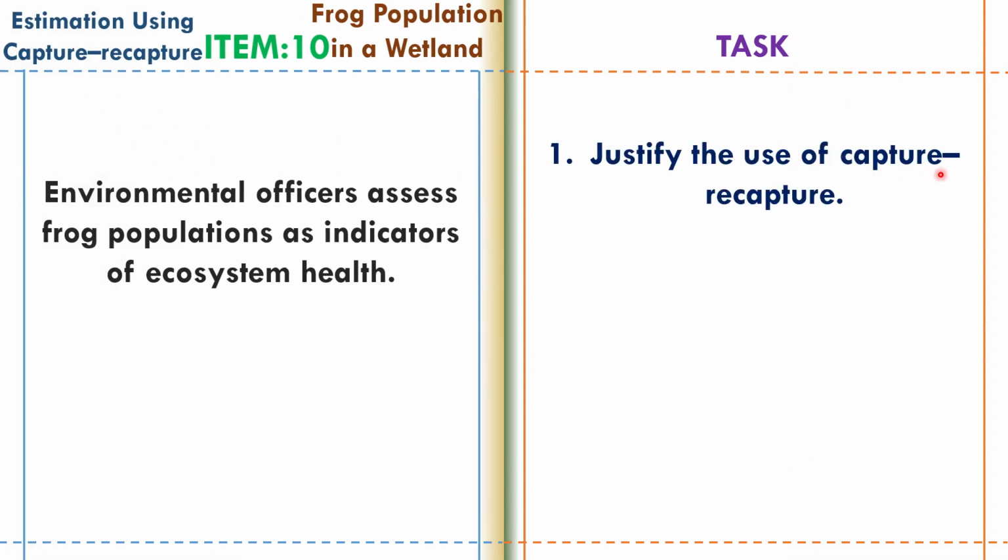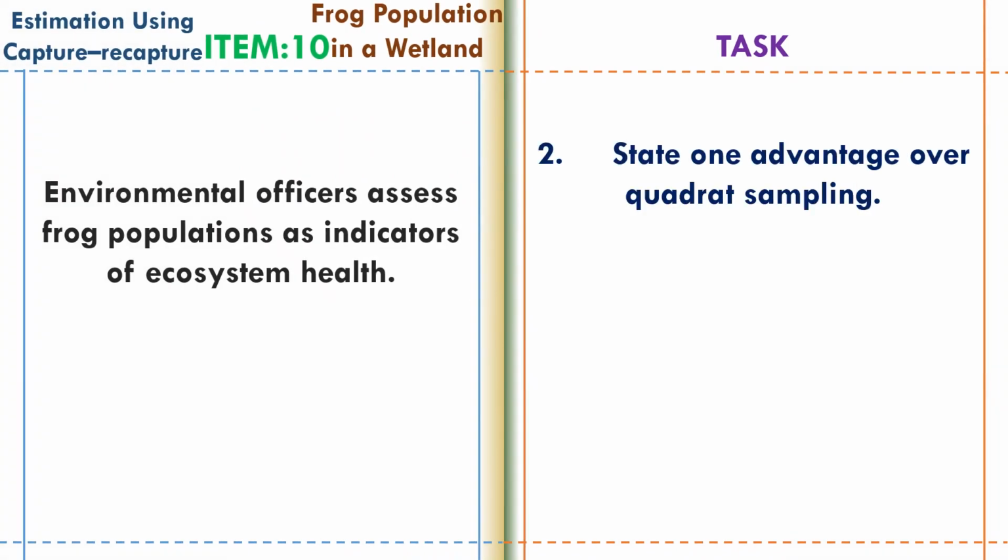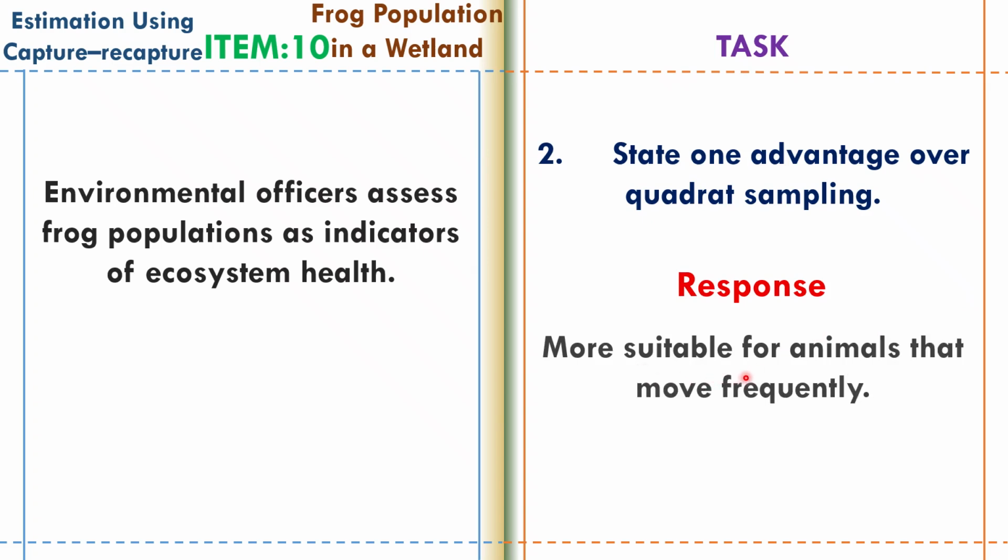Justify the use of capture-recapture. Frogs are mobile. State one advantage over quadrant sampling. Most suitable for animals that move frequently.